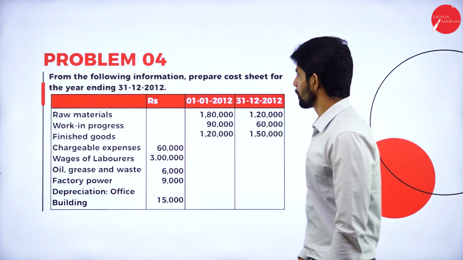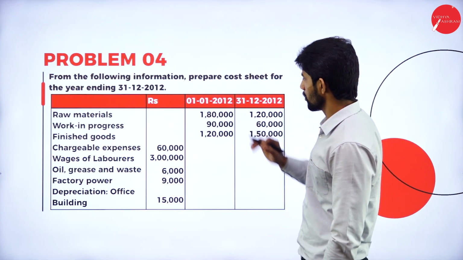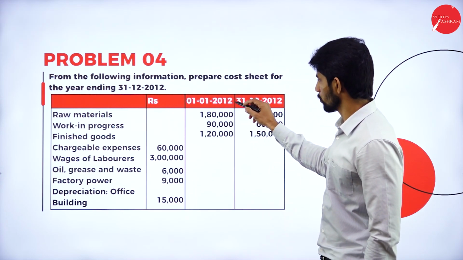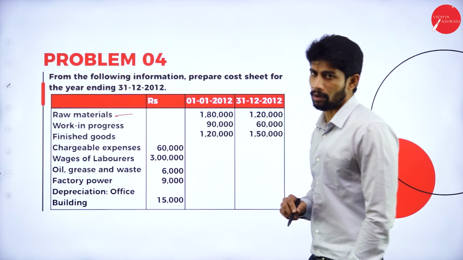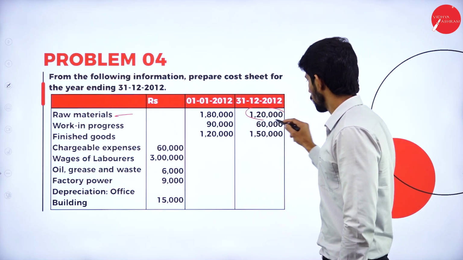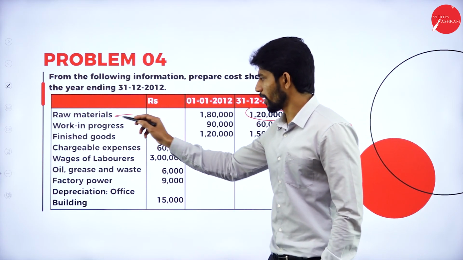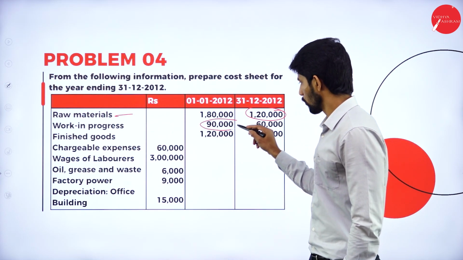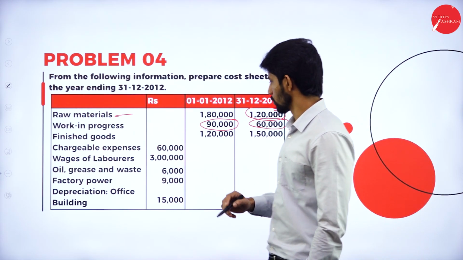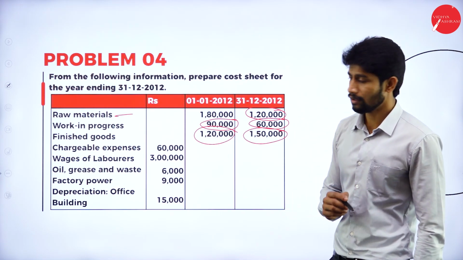From the following information, prepare cost sheet for the year ending 31st December 2012. So this is the information given regarding the cost sheet. So raw materials. So 1/1/2012 is nothing but opening stock of raw material. 31st/12/2012 is nothing but closing stock of raw material. So opening stock of raw material 1,80,000, closing stock is 1,20,000. Work in progress. So opening stock of work in progress 90,000, closing stock of work in progress 60,000. Next, finished goods. So opening stock of finished goods is 1,20,000, closing stock of finished goods is 1,50,000.